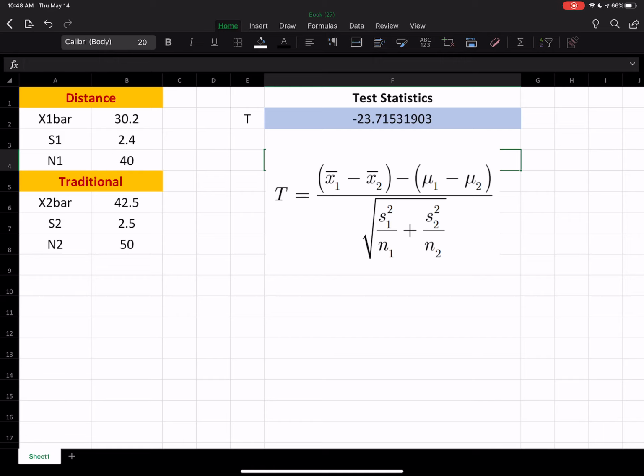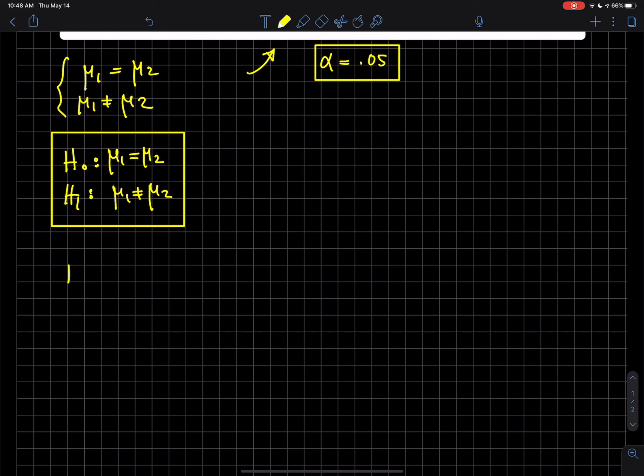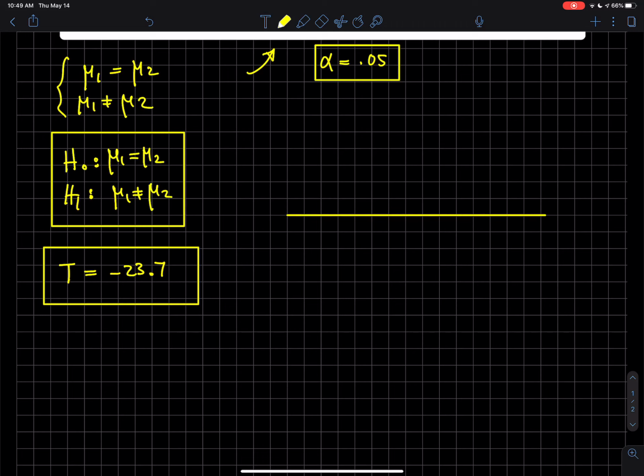So over here, if I scroll down, my test statistic, which is going to be T, is negative 23.715. I'll just use one decimal place here. So there is my step 2. My step 3, as you recall, which is always the same, is the graphing step. So here I draw my distribution. I decide if it's a left tail, right tail, or two tail. Here H1 is not equal to, so it's a two-tail test. I'm going to do my rejection regions in red.